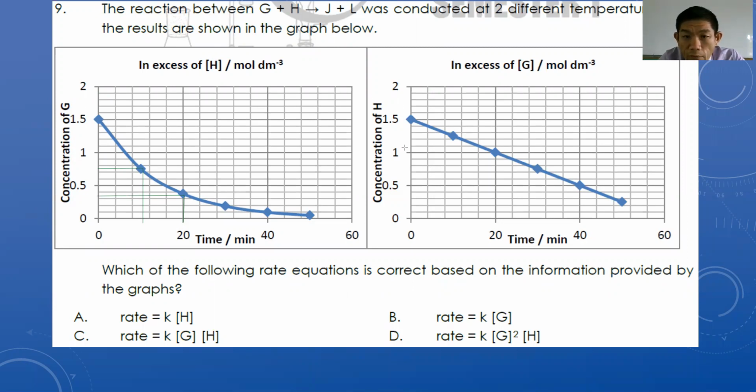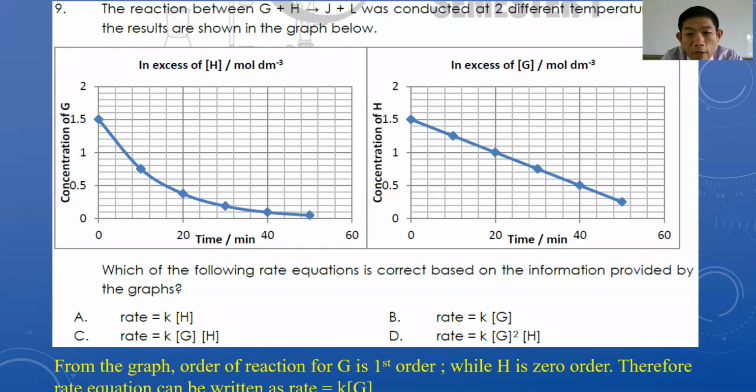As for H, if you plot the graph of concentration against time, it is a linear negative gradient, which shows that H is zero order with respect to the reaction above. So that is why it is first order for G, zero order for H. So the best rate equation shown in here will be B, rate equals k[G].